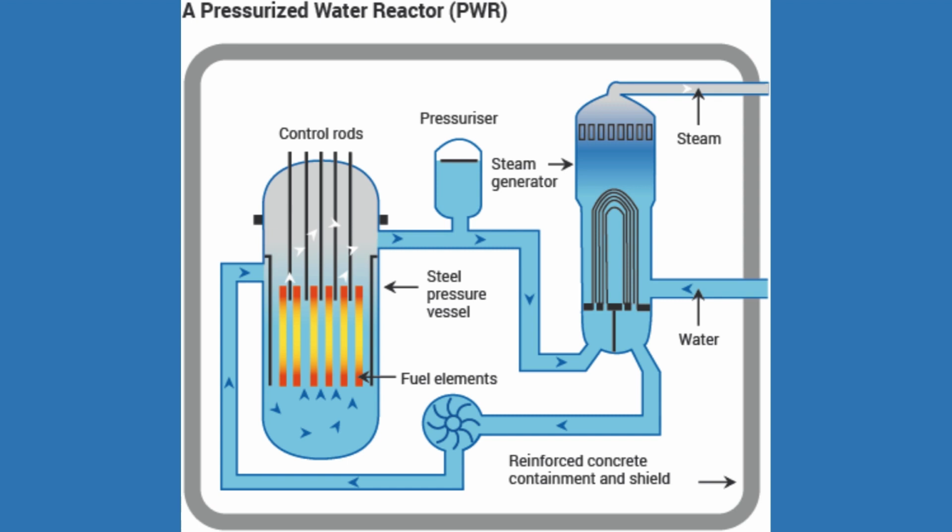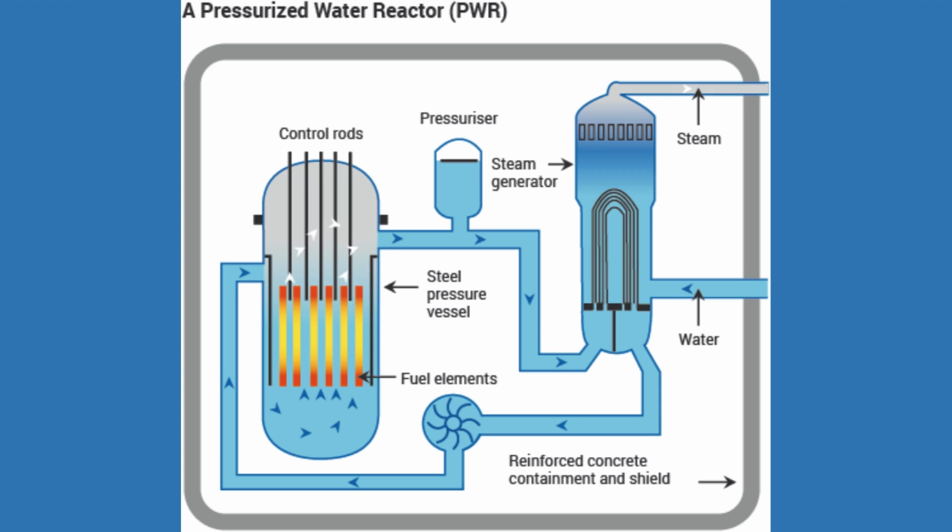Pressurized water reactors, PWRs. PWRs use water as both the primary and secondary coolant. The primary coolant circulates through the reactor core, absorbing heat from the nuclear fuel. The heated primary coolant then passes through a heat exchanger, transferring its heat to the secondary coolant. The secondary coolant then boils to form steam, which drives the turbines.